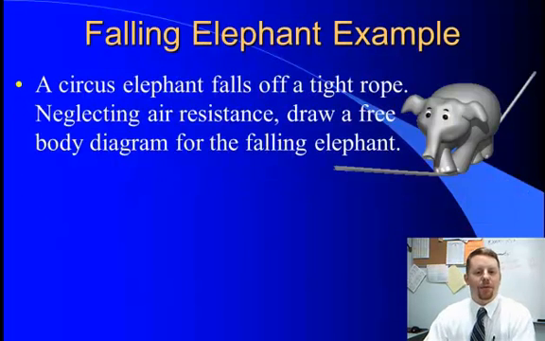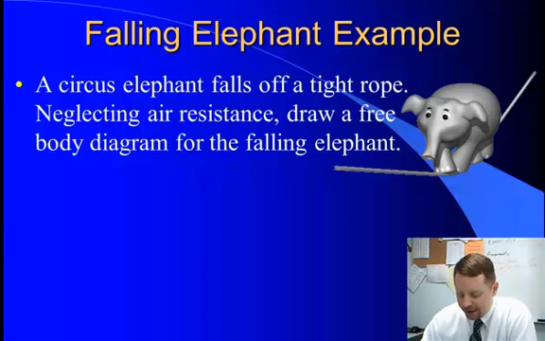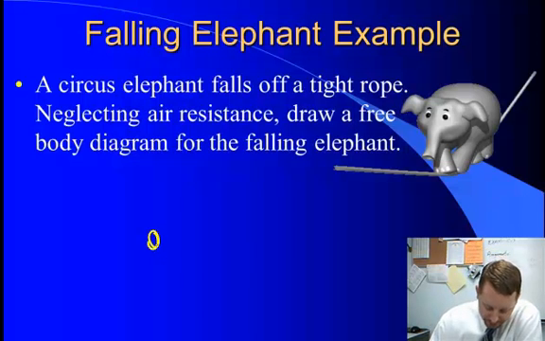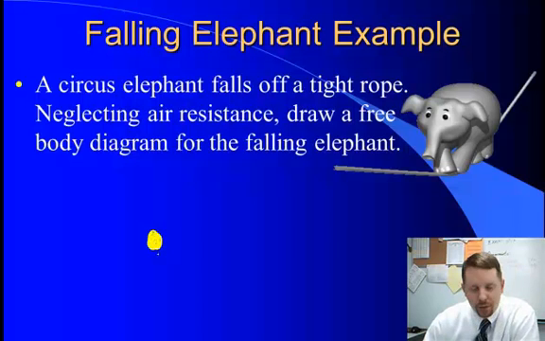Let's take an example. Here we have an elephant walking on a tightrope, and apparently our elephant had a bad day and fell off the tightrope. As he's falling, let's draw the free body diagram for our elephant, and we'll neglect air resistance for this problem. Well, to draw our elephant, we start off with a dot. There's our elephant. And what forces act on the elephant as he's falling?